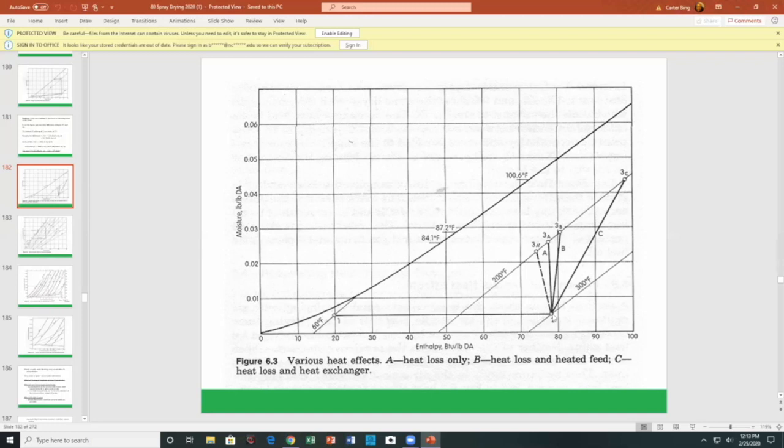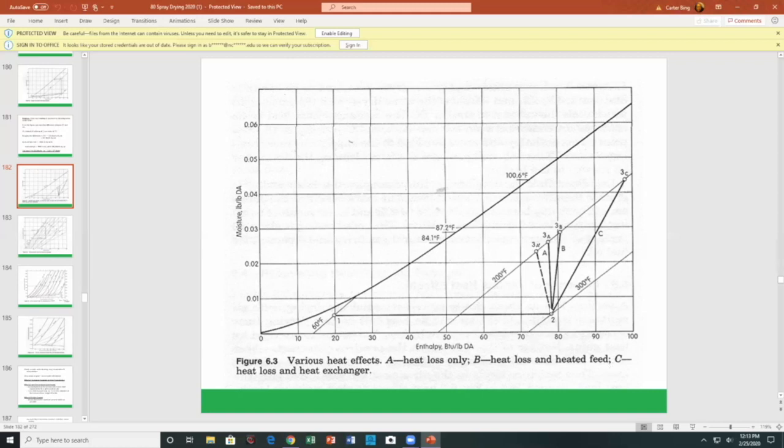Anyway, here we go. Now the exit temperature you pick. So you have the inlet temperature coming in at 300 Fahrenheit. The exit temperature you pick. Okay, let's take a look at this. Straight up is just heat loss only, right? B is heat loss with heated feed.